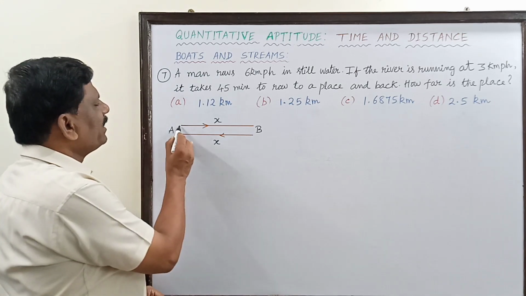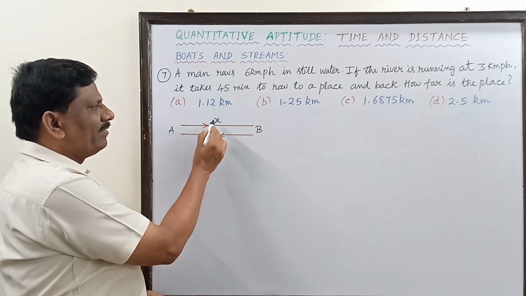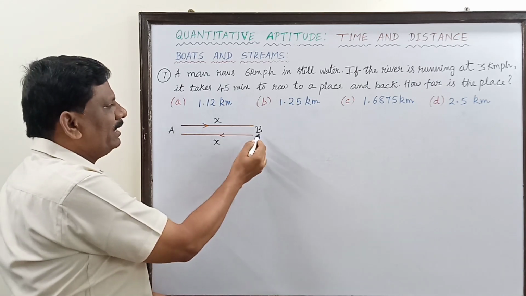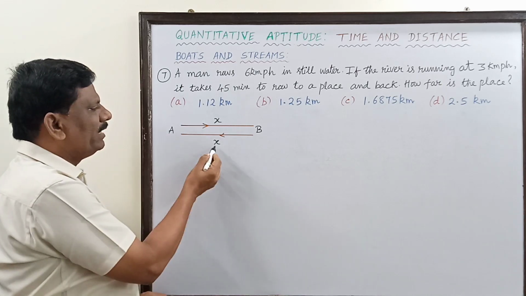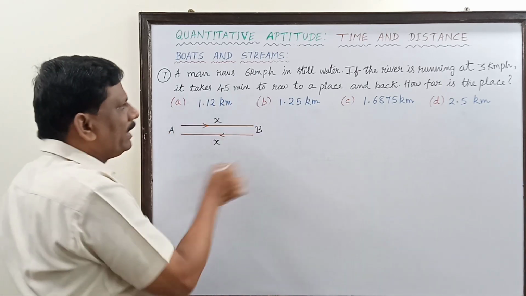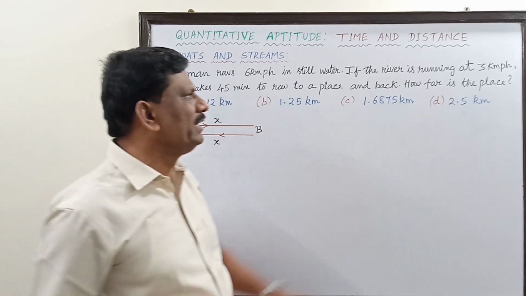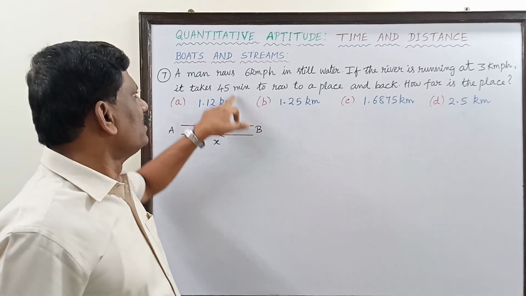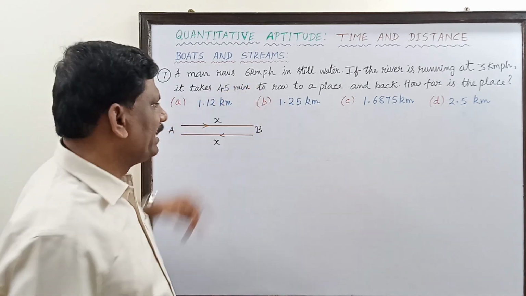So the man is starting from a point A and he travels a distance x kilometer to reach B. And again he is coming back from B to A, the same distance only. So that the total time for this up and down journey is equal to how much? 45 minutes.